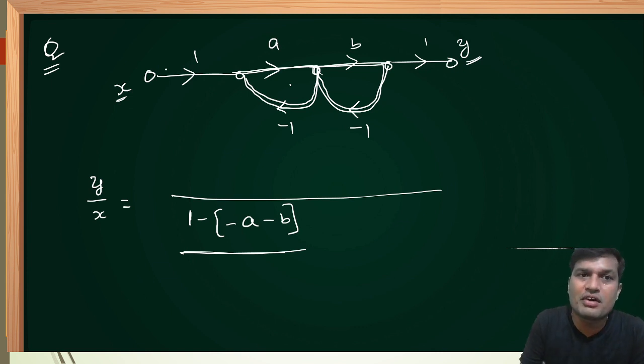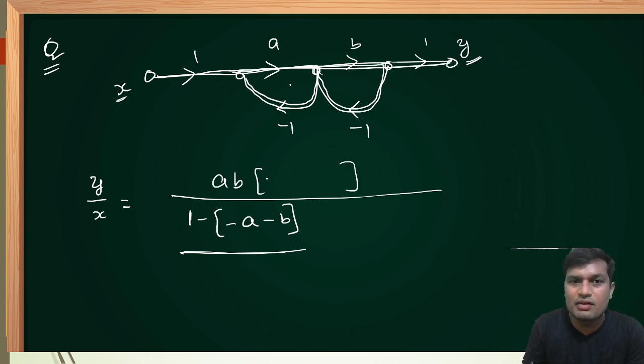How many forward paths? There is only one forward path. What is the gain of the path? A into B. To that path, we need to calculate delta 1. What is delta 1? Delta 1 is the same as del. What is del? Simply copy this value here: minus A minus B. This is the value of delta 1.